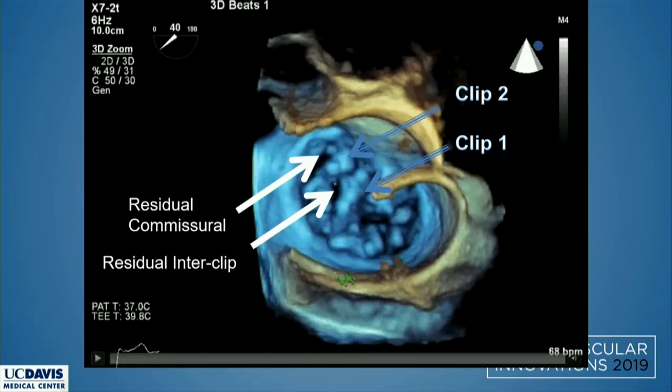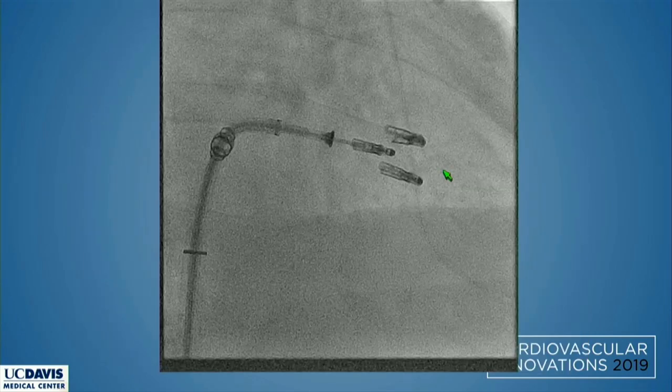And we couldn't really grasp it. And so we put one clip in, a little bit central, a second clip in laterally, and then when he came back with the recurrent symptoms, he had MR originating from just in between the two clips, and then he had commissural MR as well. But now, with the initial two clips that we had put in, there was a tissue bridge.